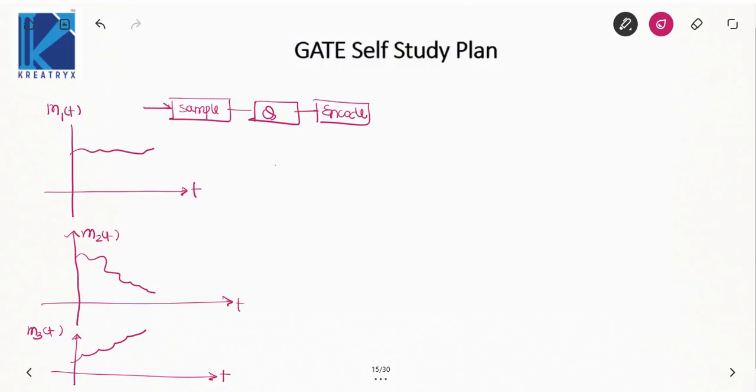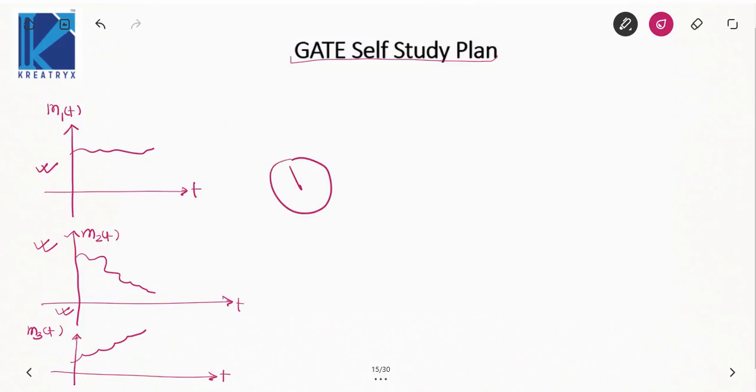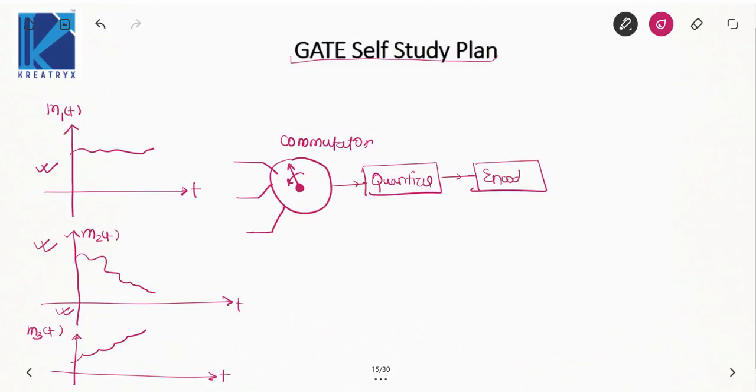So instead of sending only a single signal, I am interested in sending these three signals simultaneously, or I am interested in the multiplexing of these signals. So instead of using the sampler block, I'll be using another block which is similar to a sampler, and it is called a commutator. The commutator is actually doing the sampling of all these three signals simultaneously. So it will be getting M1(t), M2(t) and M3(t), and the output of the commutator will go to a quantizer followed by an encoder, and after encoding, in order to transmit it through the wired channel, I will line code it, and it will be transmitted through a wired channel.